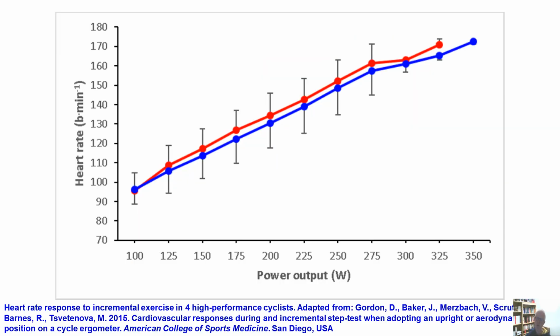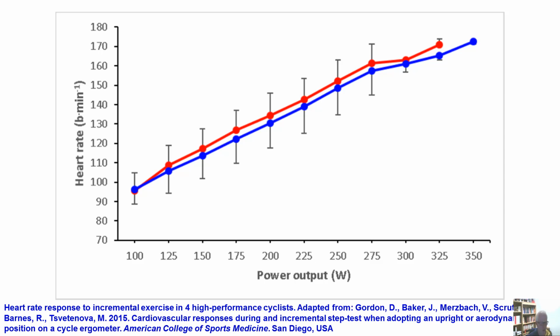So here again we've got our two conditions. We've got our aerodynamic in blue, a non-aerodynamic position in red, and you can see that by changing the position we changed the heart rate. Only marginally, it wasn't a significant difference. But can you see again that from 100 up to about 275 the response is linear for both conditions. So you're getting a proportional increase for a proportional increase in exercise intensity.